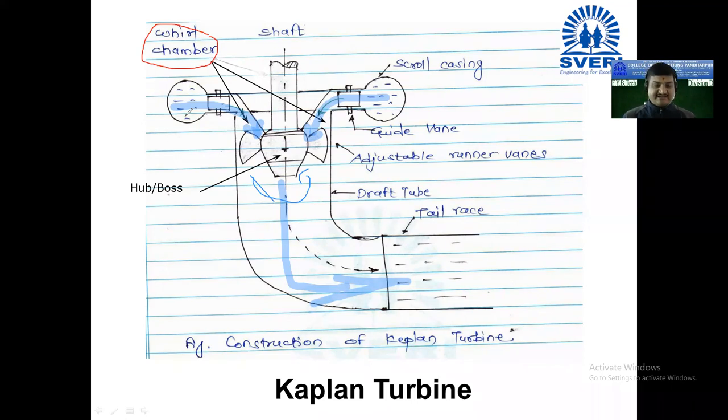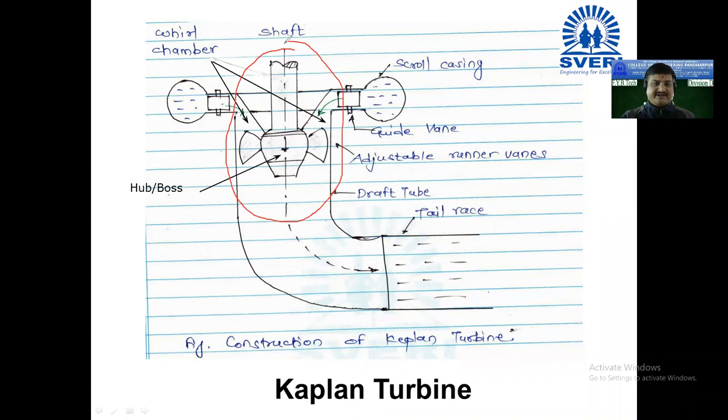Okay. So I request you, without wasting much time, please draw this diagram in your notebook. Don't waste time. We need to move fast because the day after tomorrow your paper of the BCME is there, and before that we will have to discuss some 2-3 points. Your time has started. Have you started drawing it? Yes, sir. And I request you, first of all, draw this part: shaft, hub, and adjustable runner vanes, and then draw the remaining construction.